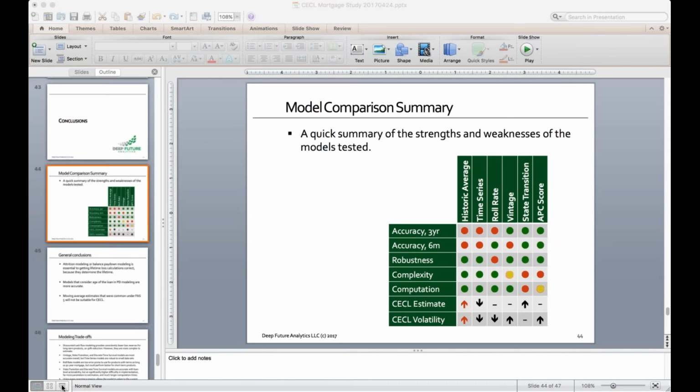Though it says you have flexibility, I'm not even sure a historic average would be allowed as you read the CECL guidelines. However, if you have a very short-lived asset, so it may be some kind of a 3-month consumer loan or a 6.